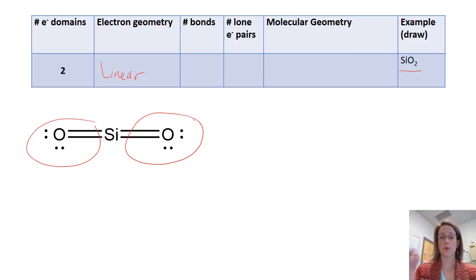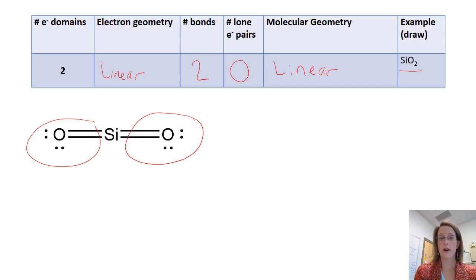Then to determine our molecular geometry, we look at how many bonded atoms there are. Remember, we count multiple bonds as one region. So in this example, we have two different sets of bonds present, and on the central atom there are 0 lone pairs. Remember, everything is about the center atom when we're determining our geometries. Because there are no lone pairs, our molecular geometry is exactly the same as our electron geometry, which makes life a little bit easier. So our molecular geometry is also linear.